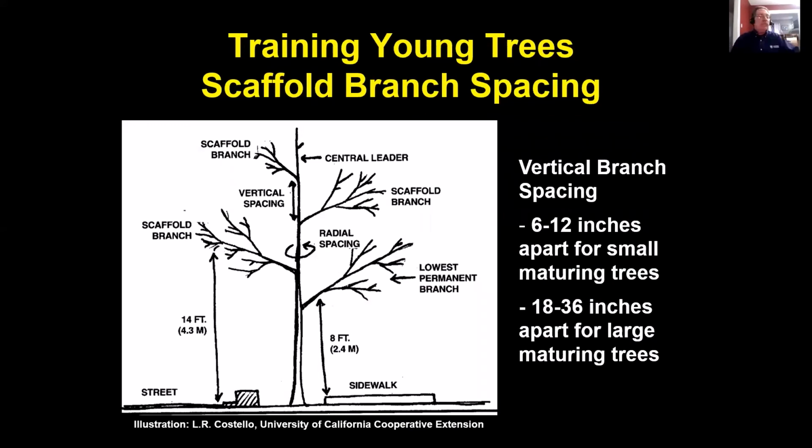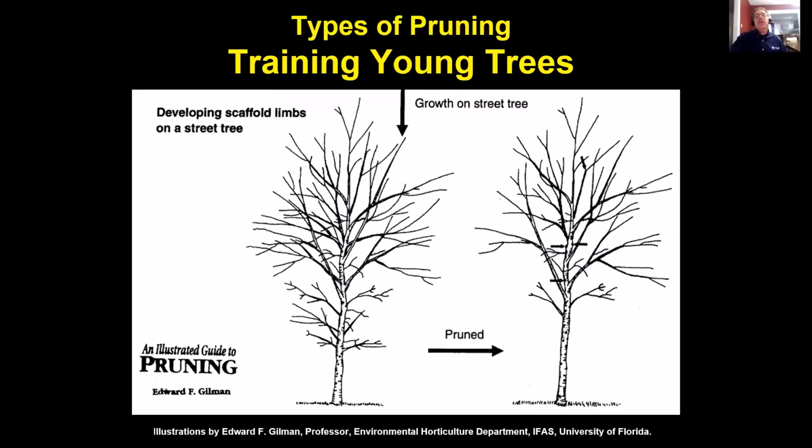When we talk about scaffolding branches, we talk about vertical spacing. So if it is a tree that is going to be a small maturing tree, a dogwood, a crabapple, a hawthorn, spacing between the branches can be 6 to 12 inches, right? We don't want them next to one another. 6 inches, 12 inches, not bad. If we're talking about a large maturing oak, maple, we want 18 to 36 inches of vertical spacing between what we're going to leave as the permanent structure, the scaffolding branches, right? So, you know, we want to get rid of those competing leaders.